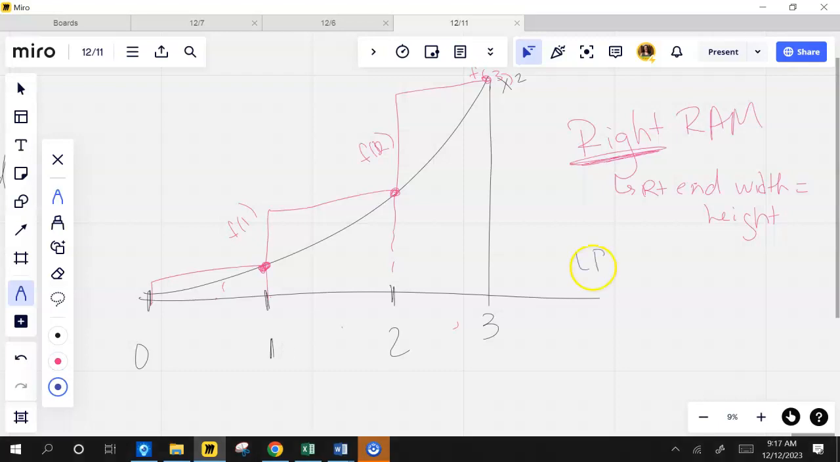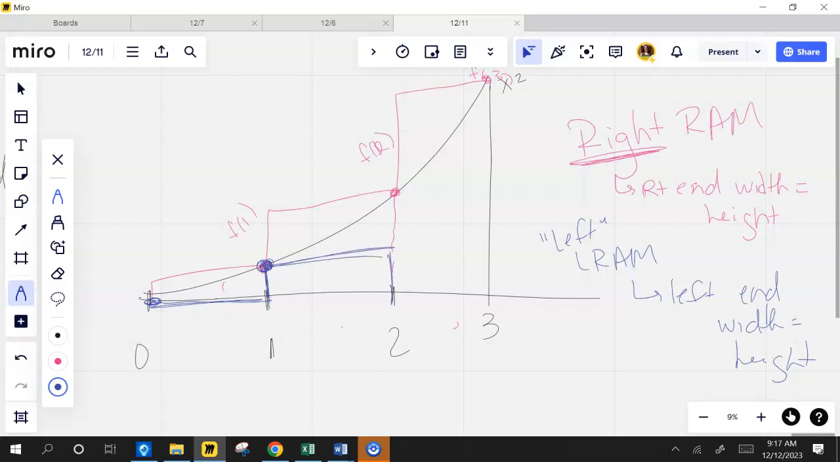Then we have left RAM. And left RAM uses the left endpoint to give your height. Notice whenever I start, I don't even have a rectangle, right? Remember, I'm always going up to the curve on the left. But this one, when I'm concave up, gives me a what? It leaves out a bunch, right? Leaves out a whole lot.